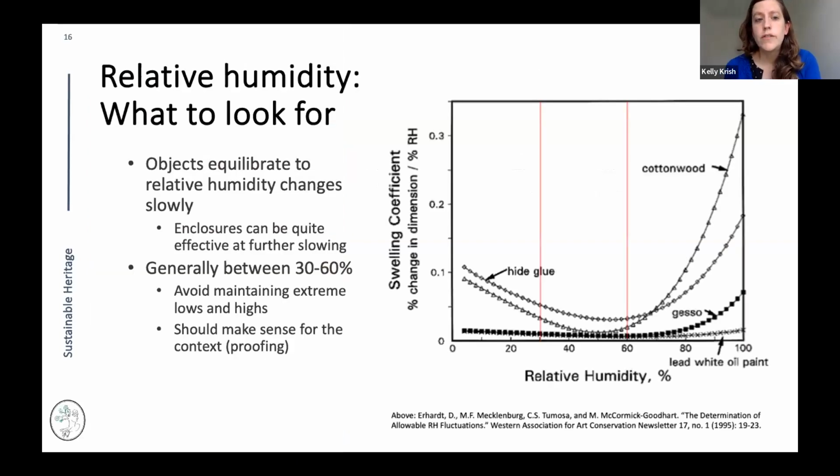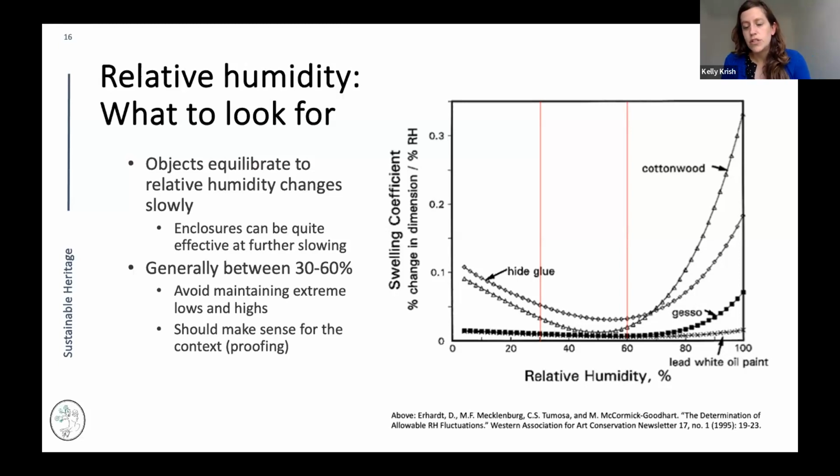Okay, so what to look for? On the plus side, objects do equilibrate to relative humidity changes relatively slowly. So while it's expensive to control and can be difficult, their objects just aren't as quick to respond to those changes. And then in this case, those exhibit cases and storage boxes, those actually can be quite effective at slowing and buffering those changes, as well as high density storage. I also want to say what we're also usually looking for is to keep the relative humidity generally between 30 to 60%.